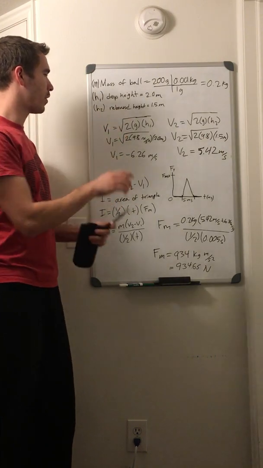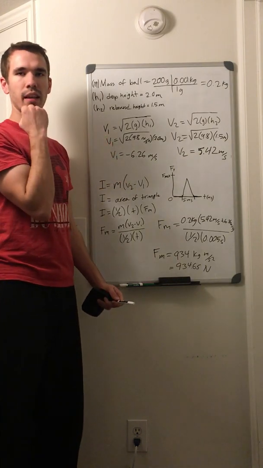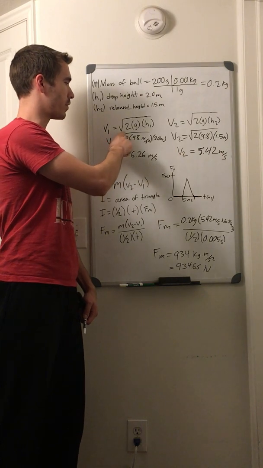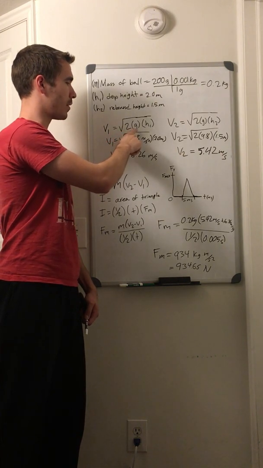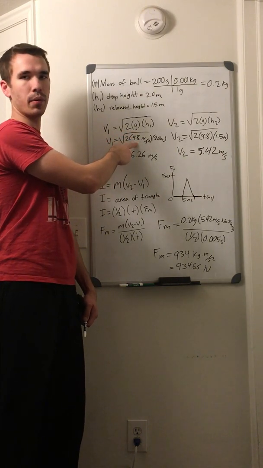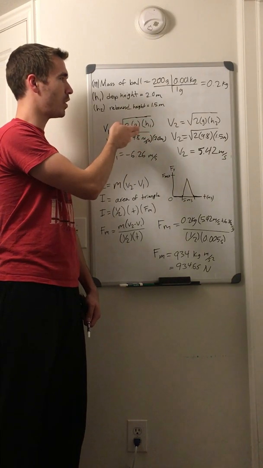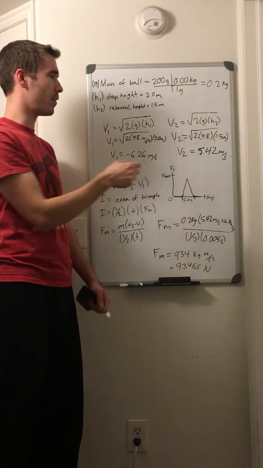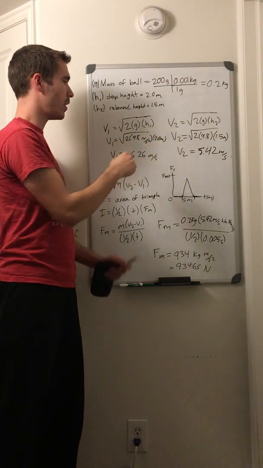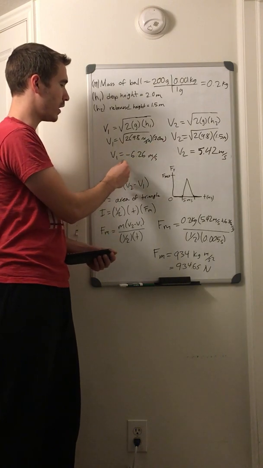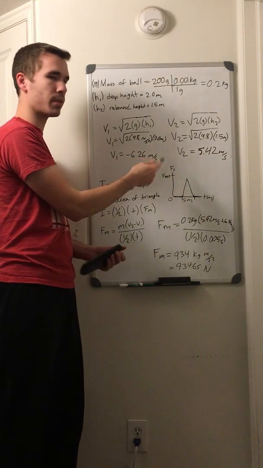So like we said before, v1 will be our velocity before the rebound. So v1 equals the square root of 2 times the acceleration of gravity, which is 9.8 meters per second squared, times the height, which before the rebound is 2.0 meters. Once we run this through our calculation, we get v1 equals 6.26 meters per second.